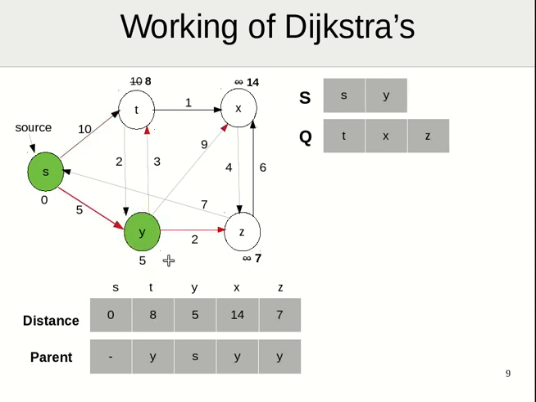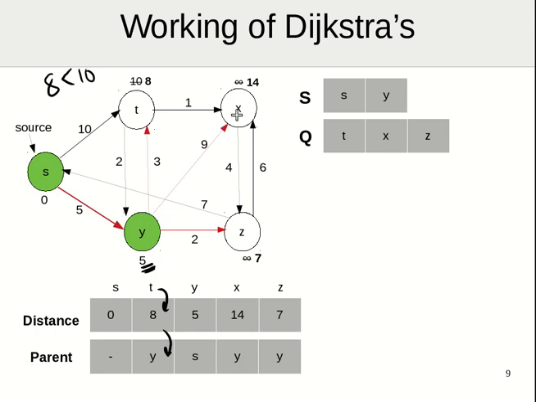Now I'll see all the outgoing links from y. So from y to t, y to x and y to z, right? So going till y, from source to y the distance is 5. If I go from y to t, 5 plus 3, it becomes 8, right? And 8 is less than 10. Previously it was 10, now I get 8, which is less than 10. So I'll update for t, the distance is 8, and the parent is y, since it's coming via y.